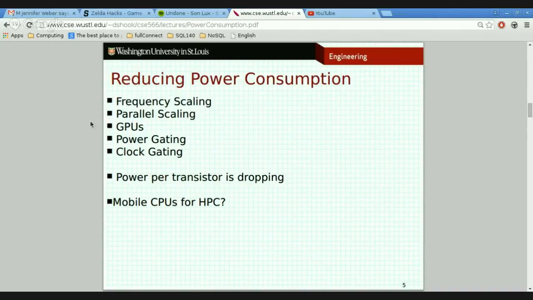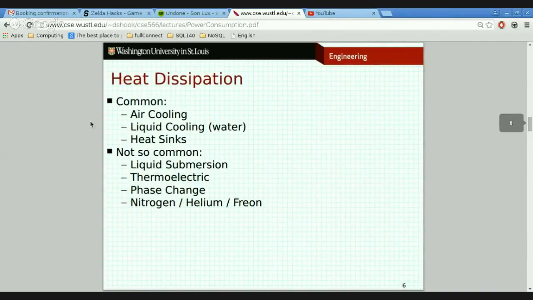Let's talk about some other power consumption techniques. In fact, you can't really talk about power consumption without also talking about its cousin, which is heat dissipation, right? If I'm ever running a lot of power through something, it's going to generate a significant amount of heat. And so power consumption and heat dissipation really go hand in hand. You can't have one without the other.